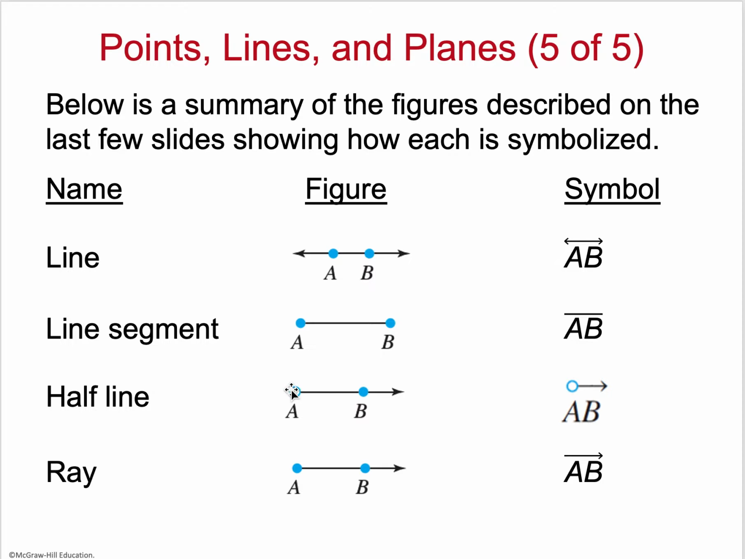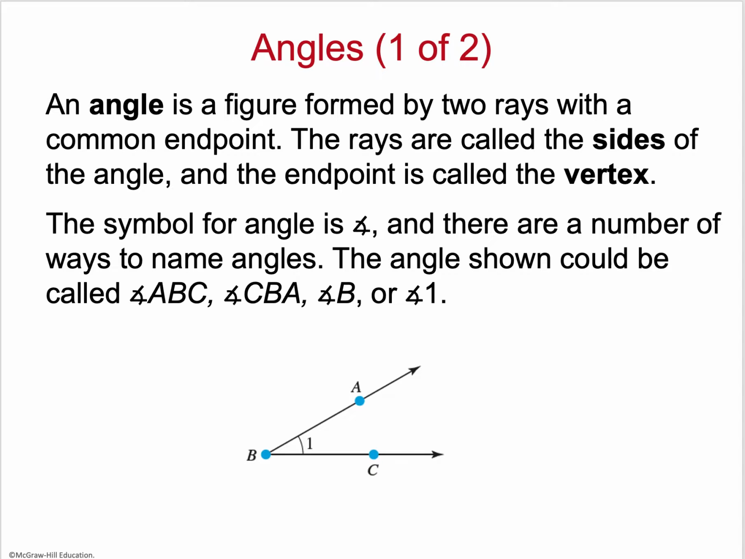The difference in a half line and a ray is that a half line has an open circle and a ray has a closed circle. That's the difference. We're not really going to address that difference a whole lot in this course. And a ray has to be named with the endpoint as the first letter and then any point on the ray as the second letter in the symbol.